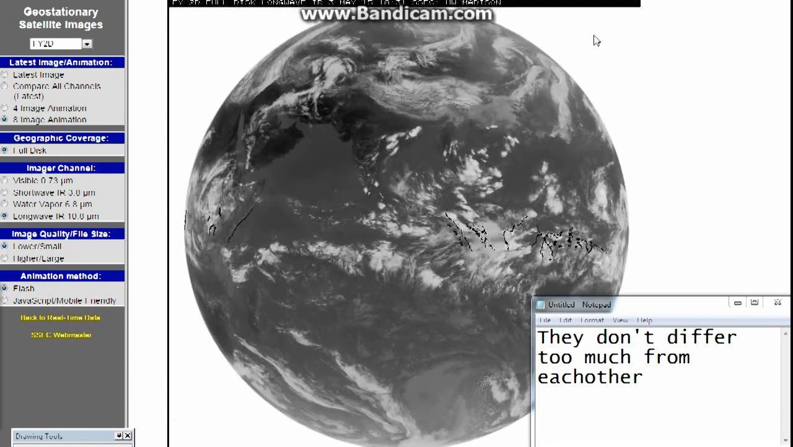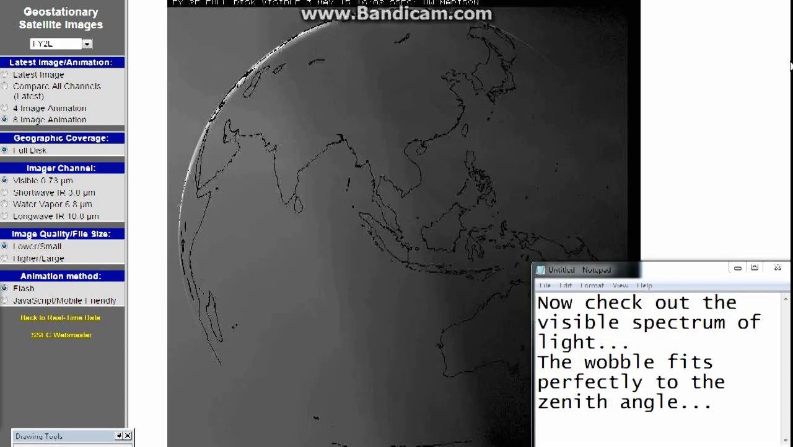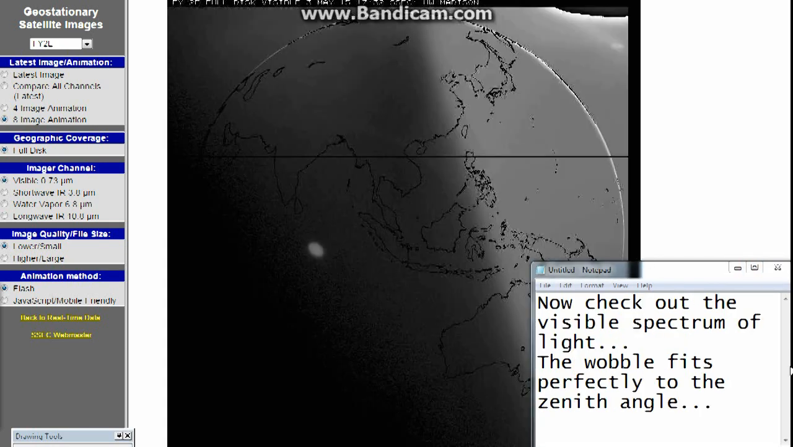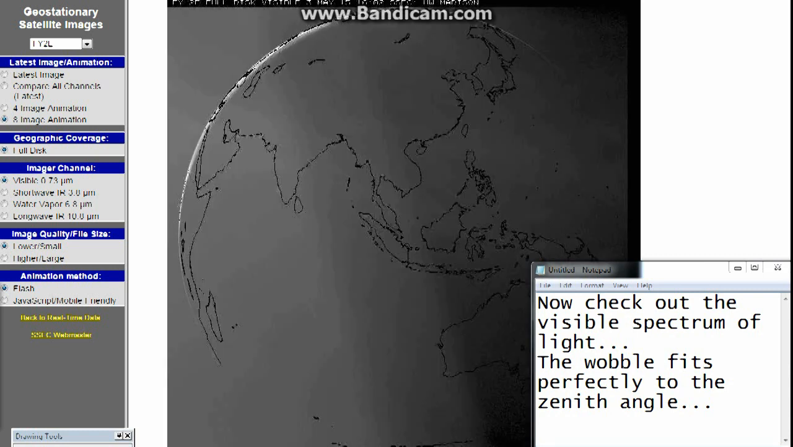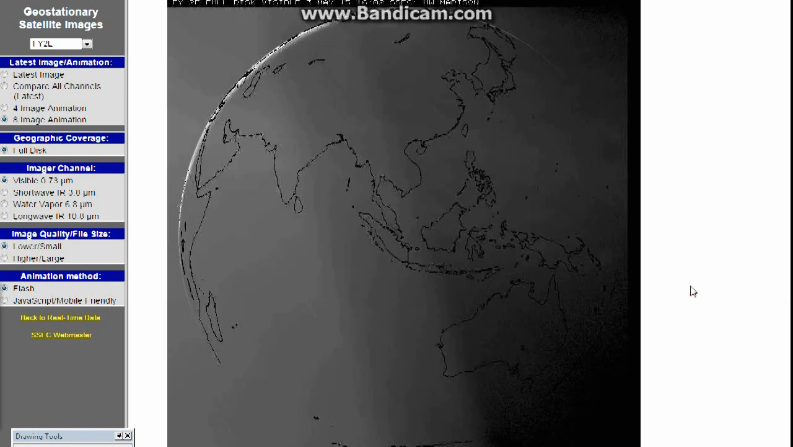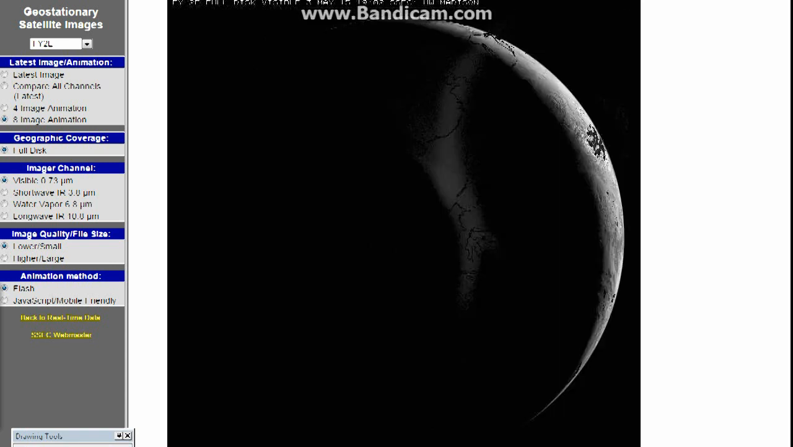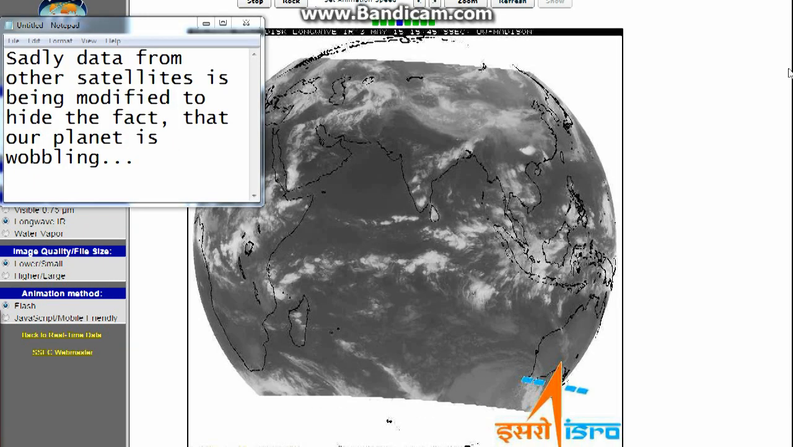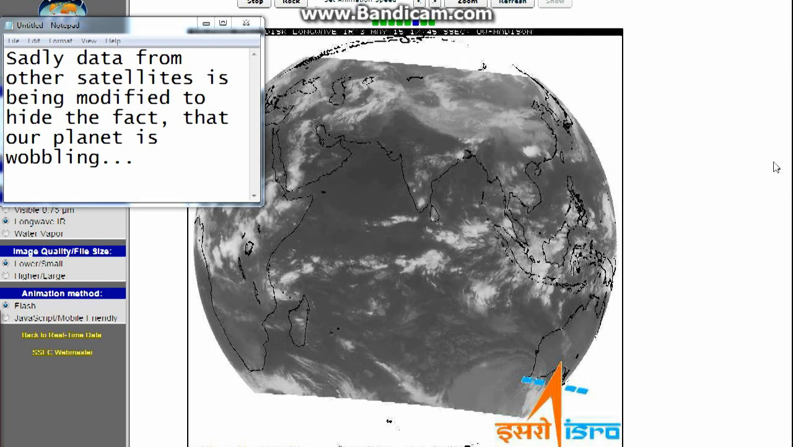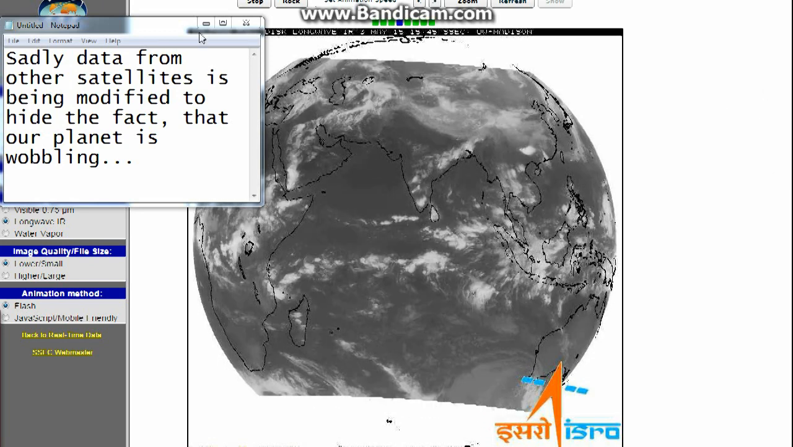They don't differ too much from each other. Now, check out the visible spectrum of light. The wobble fits perfectly to the zenith angle. Sadly, data from other satellites is being modified to hide the fact that our planet is wobbling.